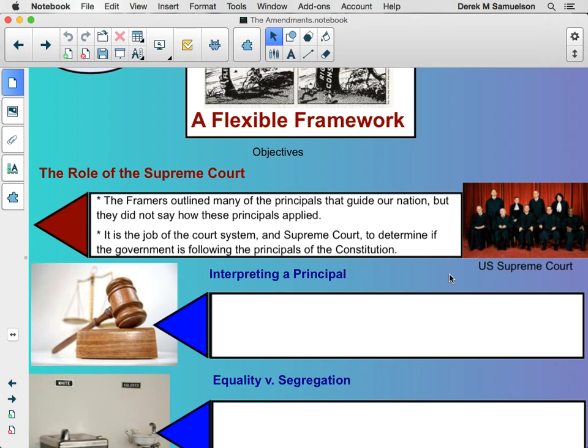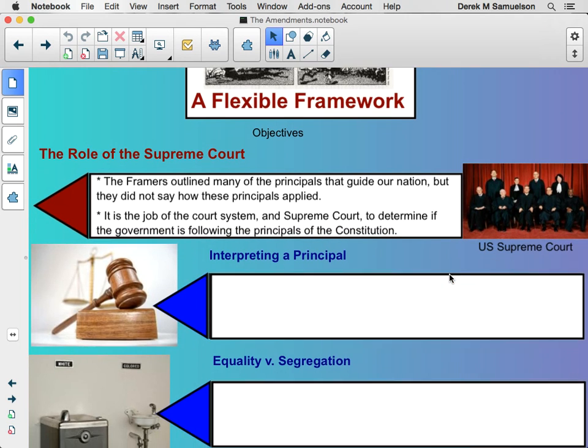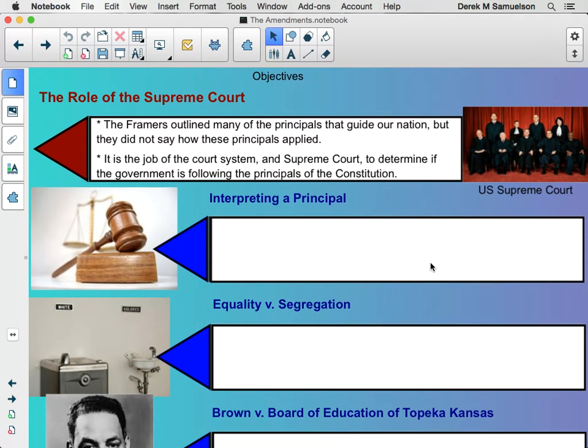Now, the framers of our Constitution, the people who sat down and created this thing, outlined many of the principles that guide our nation, but they didn't say how these principles specifically applied to legal cases. That they left up to our court system, and most importantly, the Supreme Court of the United States. The framers wanted to leave it to the Supreme Court to determine if the government was following these basic principles within the Constitution. So it is the Supreme Court that determines the constitutionality of our government's actions.